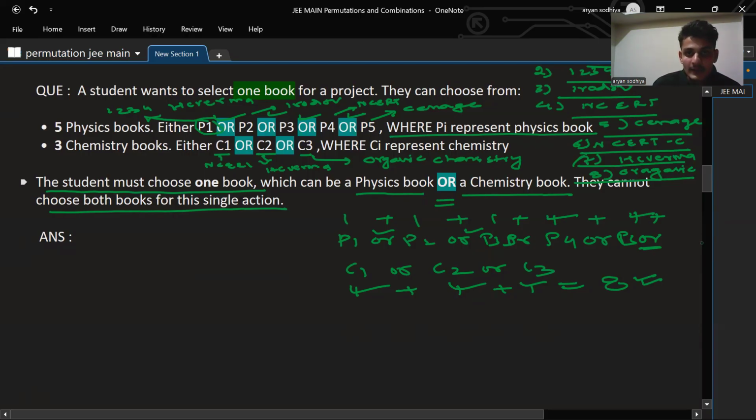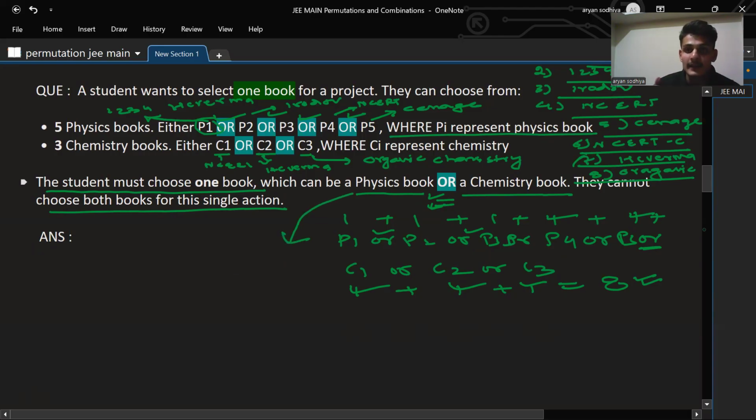Okay, so here "or" is written. Please understand this. "Or" is written. It means that you can select physics or chemistry. It's not necessary that if one physics is there, one chemistry should also be there. No, you need to select only one. It can be physics, it can be chemistry, it can be SC Verma, any of them can be selected. But let's say I change this question a little bit.